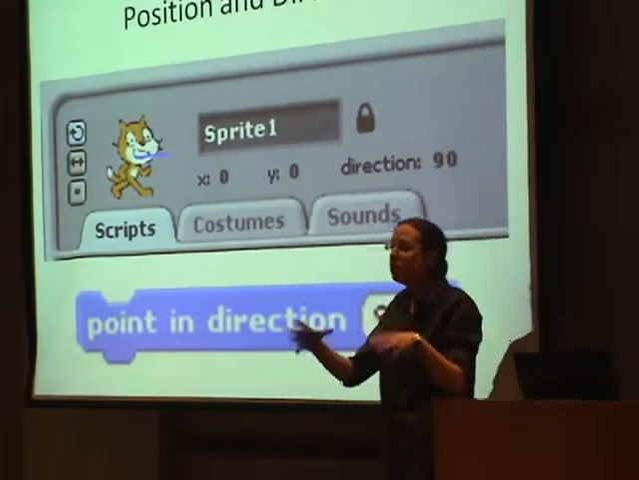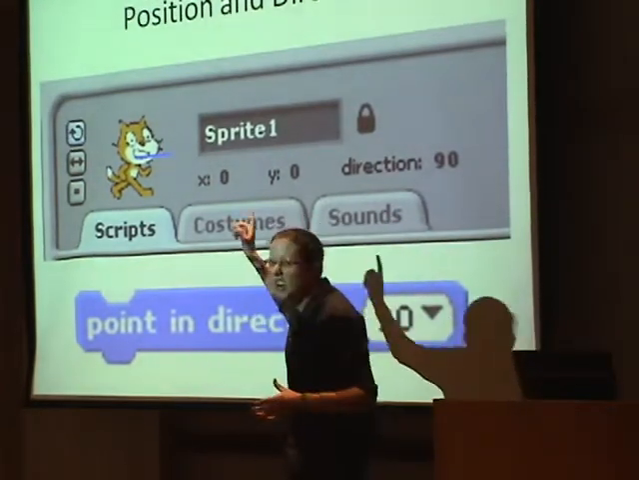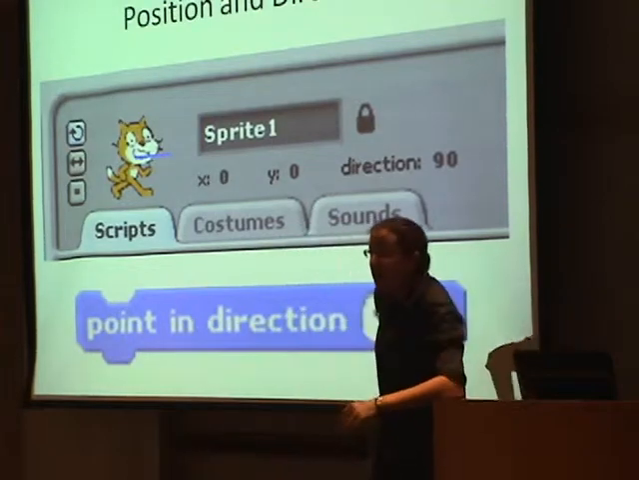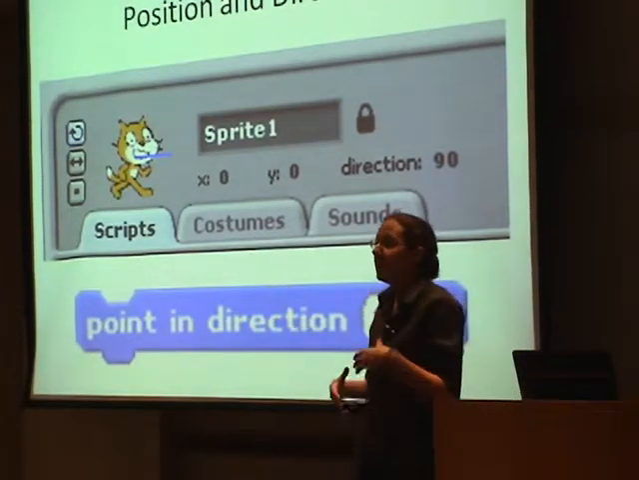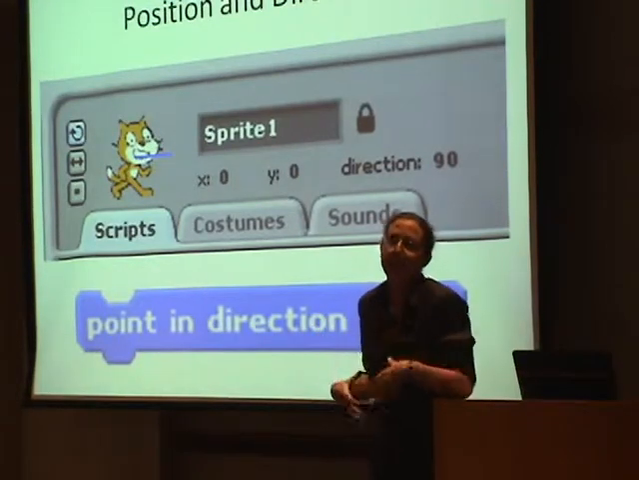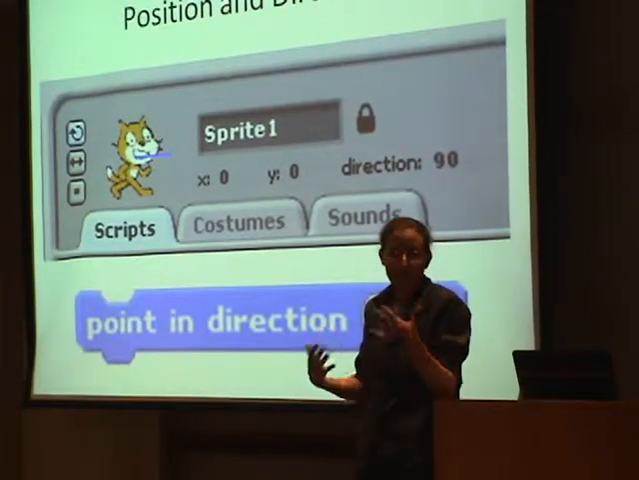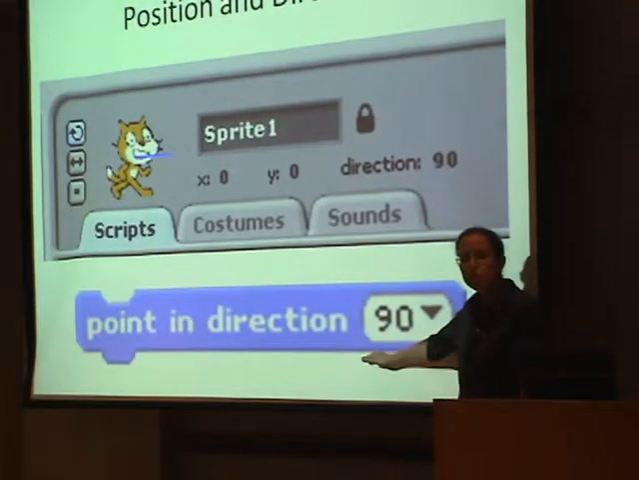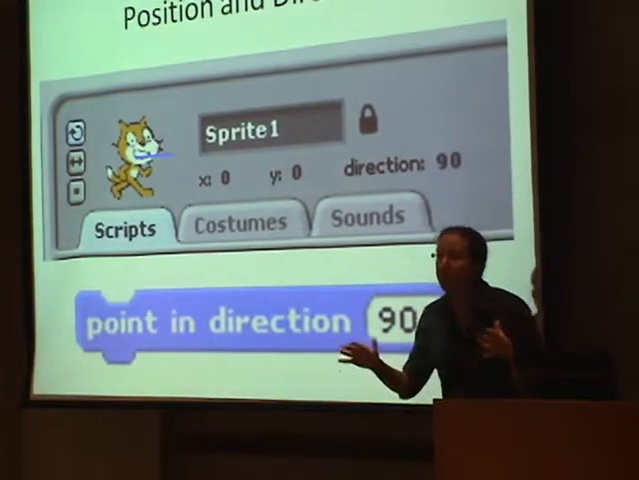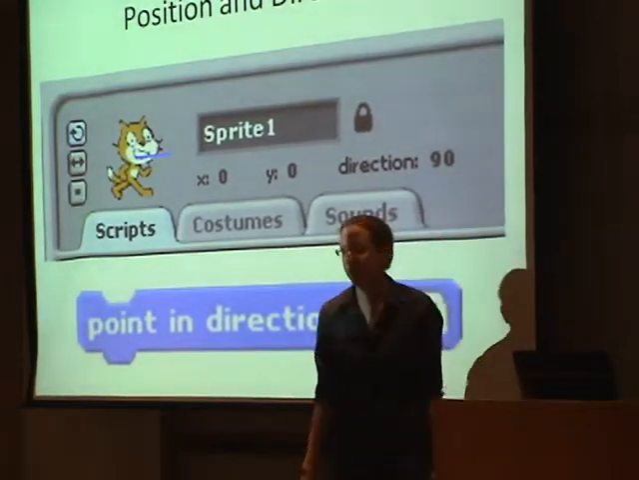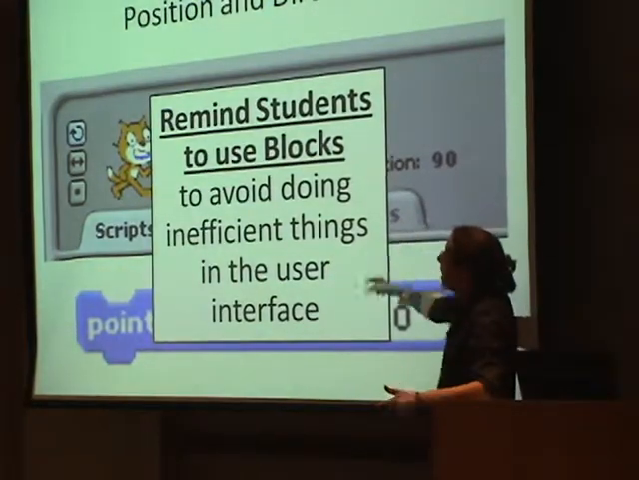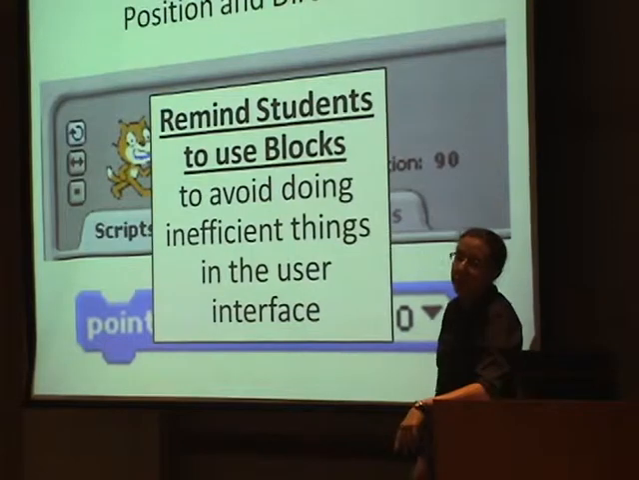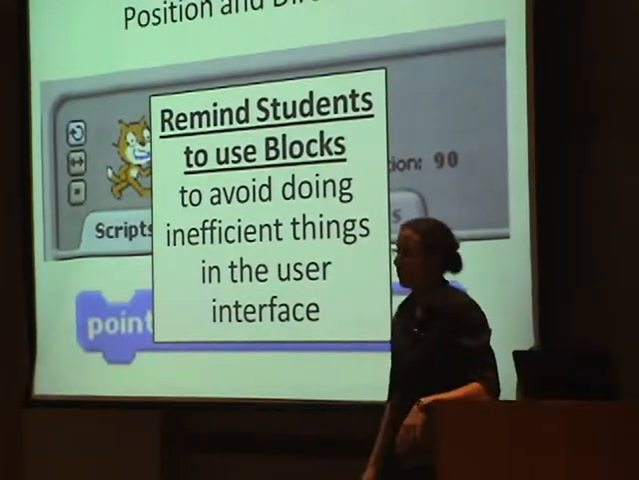Okay, and so building this idea of, students get frustrated doing this too, like, oh, that's really frustrating having to turn him that way, right? And it's building in the thrill of some of the automation that computer science can provide. You just throw one of these in your script and it will automatically turn to the right before you get started. So, remind students to use the blocks instead of avoiding them, and avoid inefficient things in the user interface.